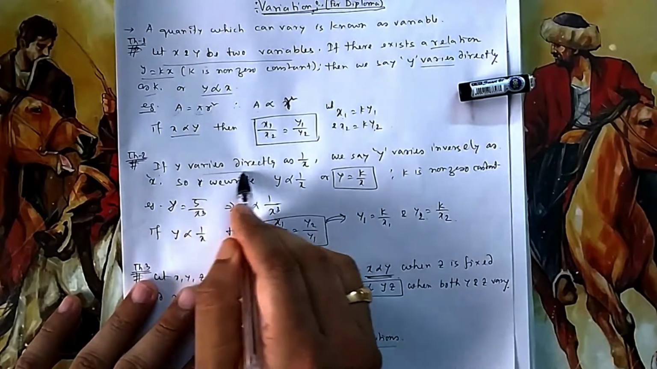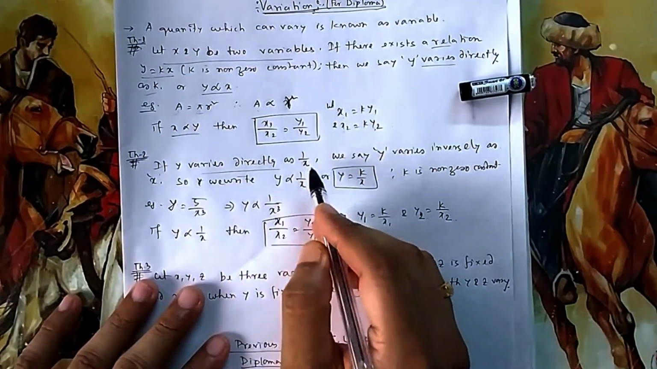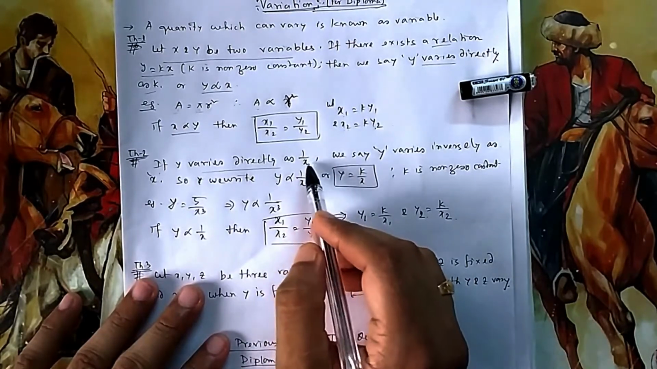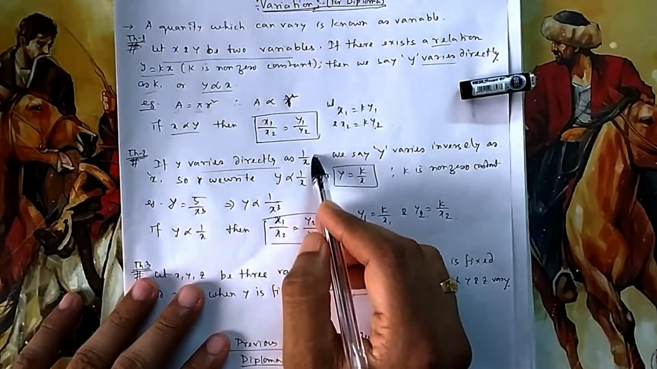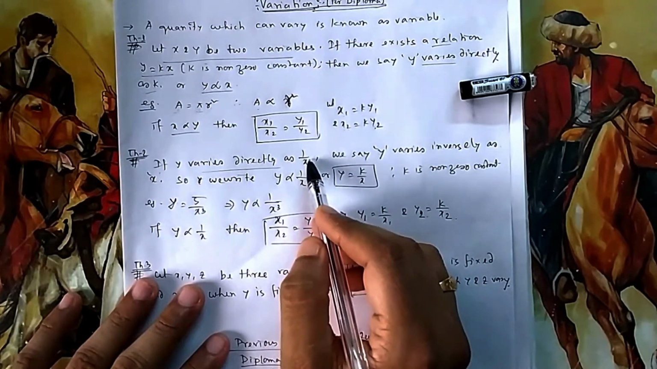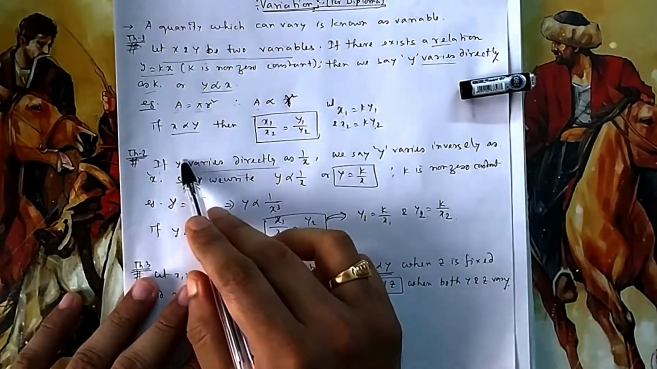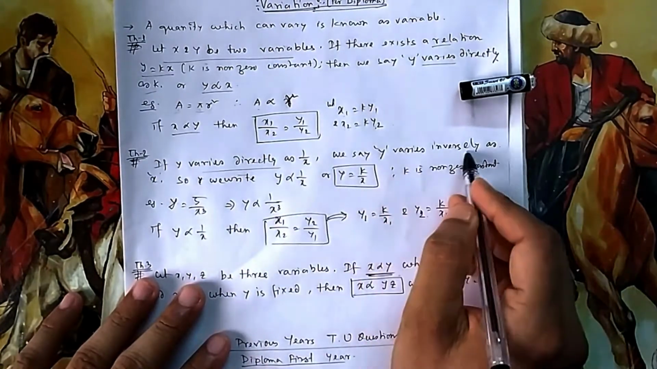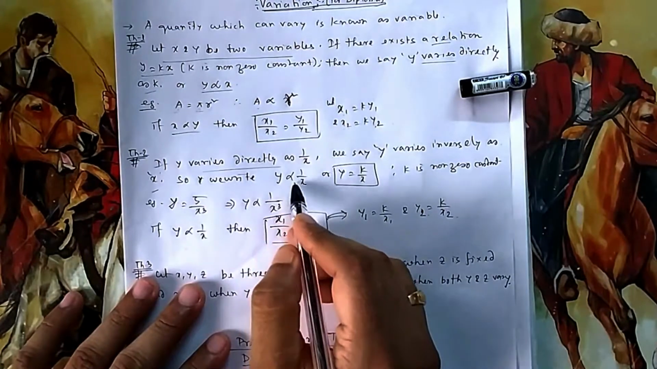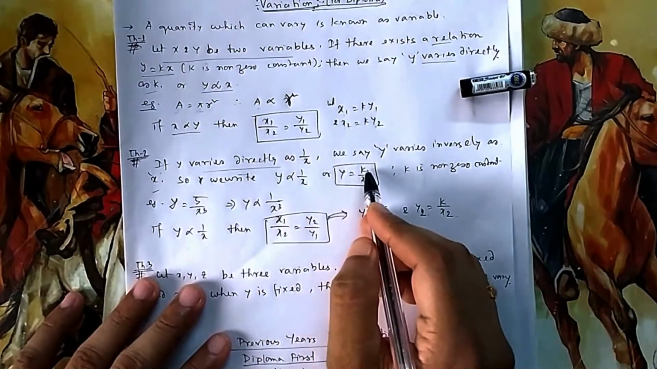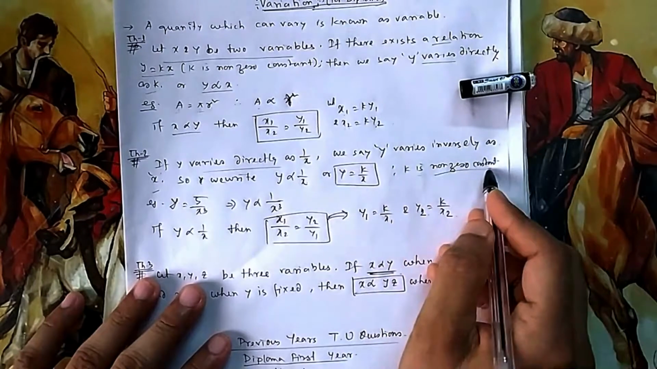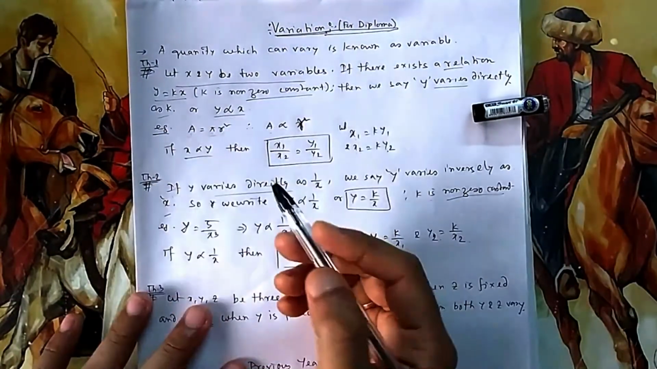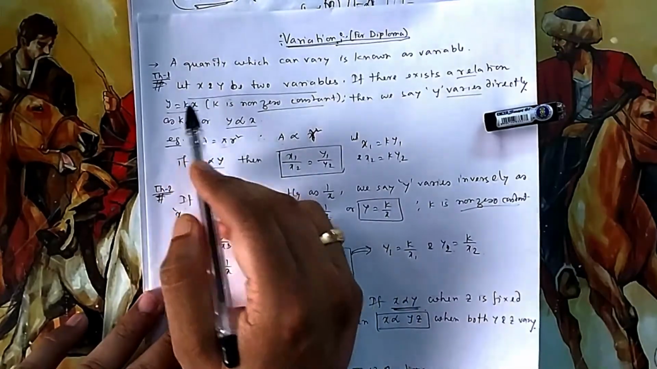Now if y varies directly as 1 by x, not as x, that means if x increases, then y will decrease. If your x increases, then 1 by x will decrease, and that will decrease your y, because y is directly related to 1 by x, not to x. So we say y varies inversely as x. We write y is directly proportional to 1 by x. That means y equals k by x, where k is a non-zero constant. This k should be a non-zero constant. If it is 0, then it doesn't make sense, because then y will be equal to 0 every time.